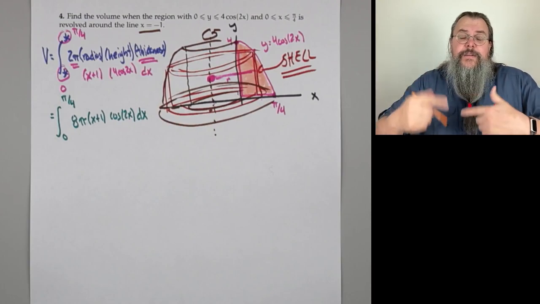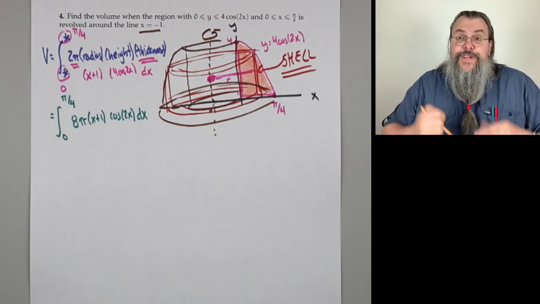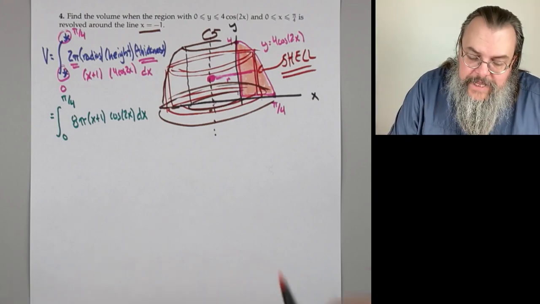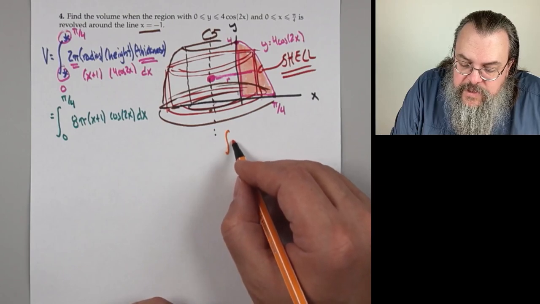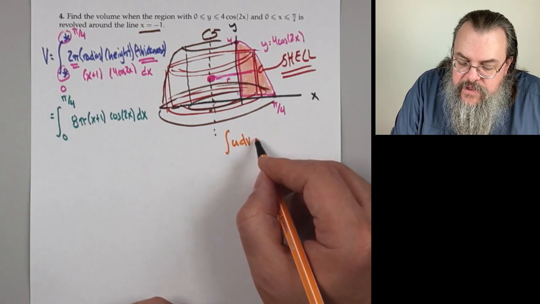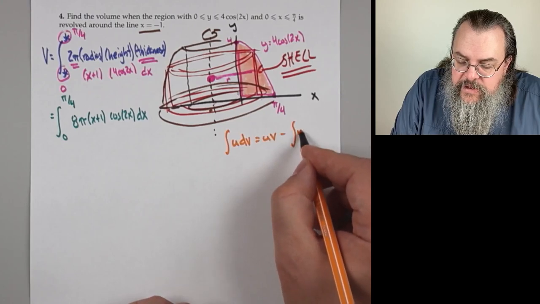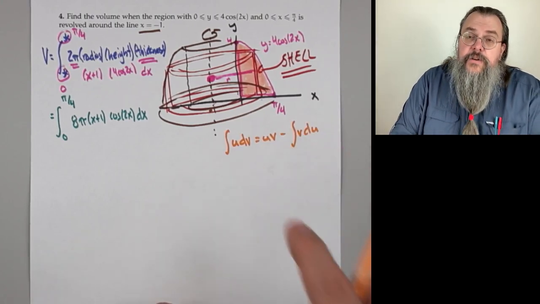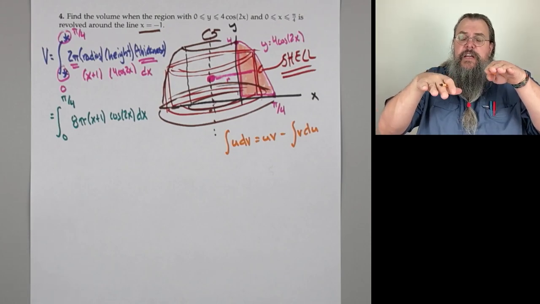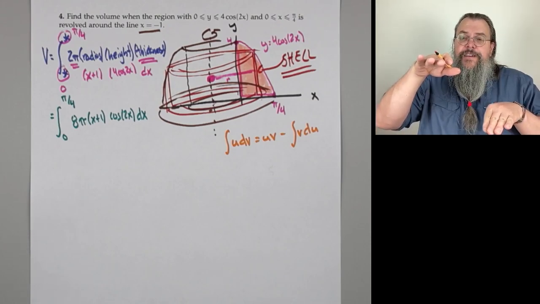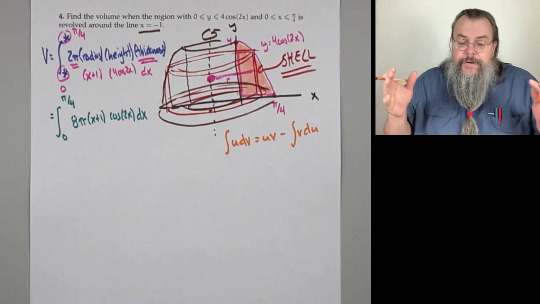Oftentimes in some of these applications, they'll have an integration technique built into it. So be ready, be ready. Now, the way that integration by parts works, we have the integral of u dv is uv minus the integral of v du. Essentially, you're integrating one piece and differentiating the other piece. So it's like you start here, you're like, I'm going to go this way, in the hopes that the new integral is going to be better.